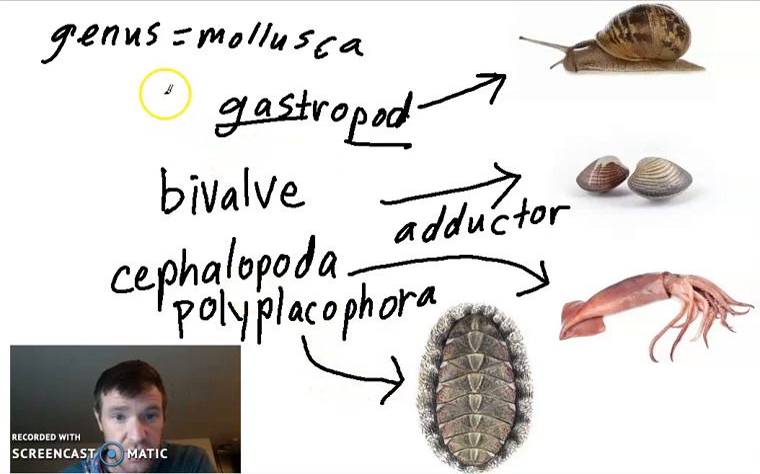So, all right, here's the four basic classes of Mollusca: the gastropods, the bivalves, the cephalopodas, and the polyplacophoras.